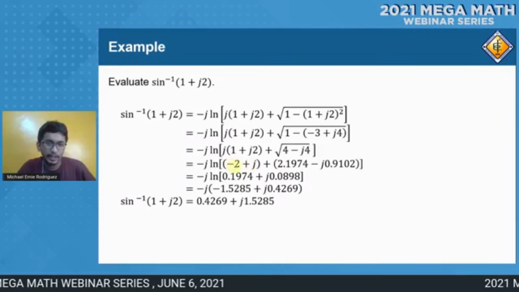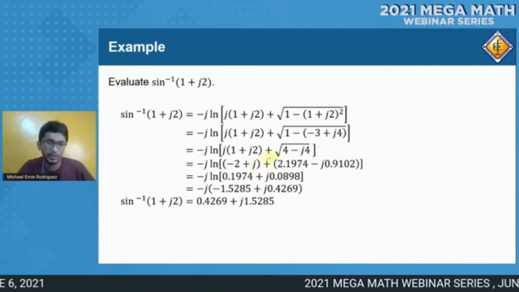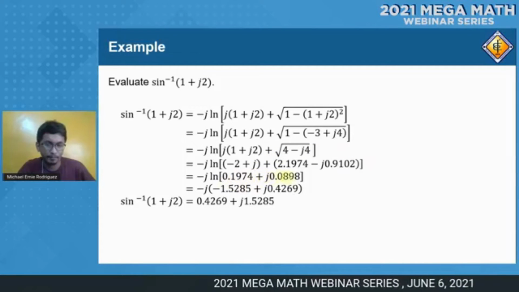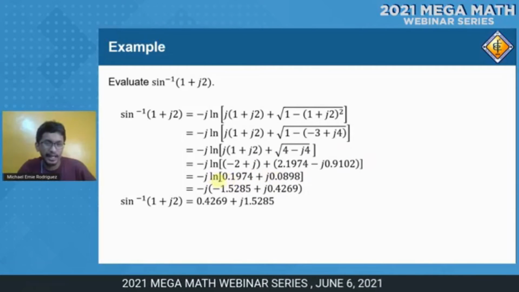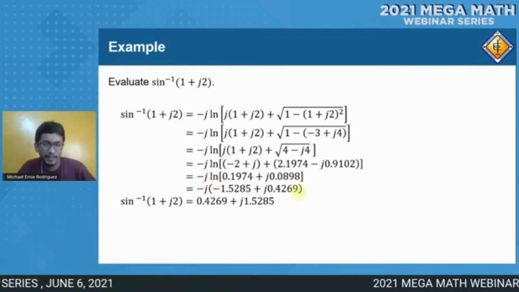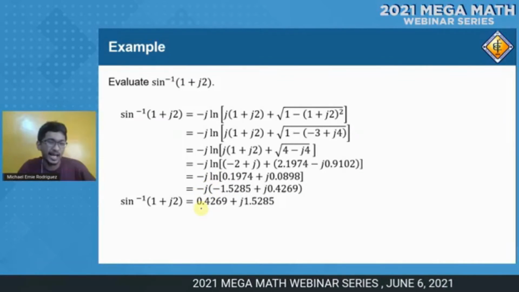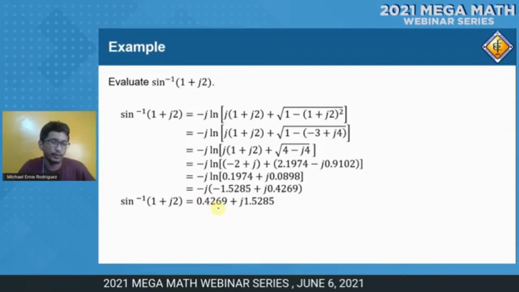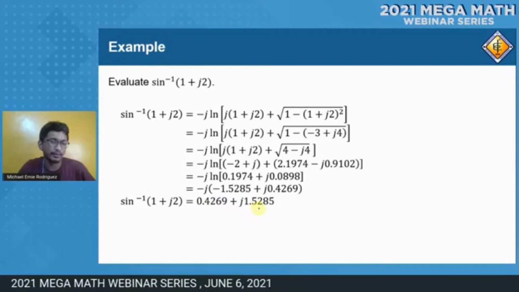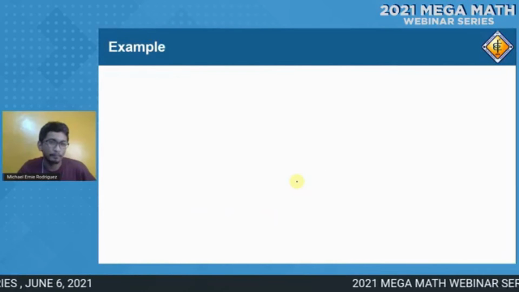And then, arithmetic again. So, we have real to real part, and then imaginary to imaginary part. And then, you get the ln of this. That is concept ng ln naman, logarithm. And then, we multiply it by negative j. So, our answer is 0.4269 plus j 1.5285. Matrabaho to.